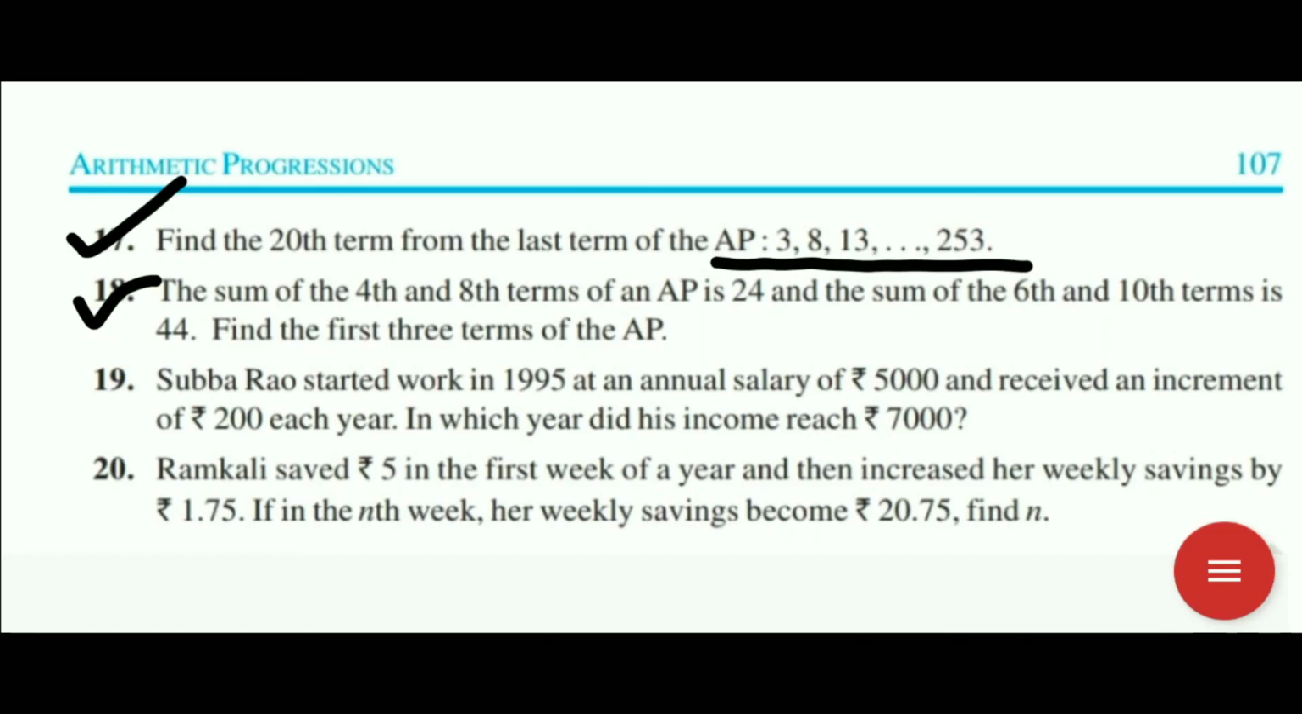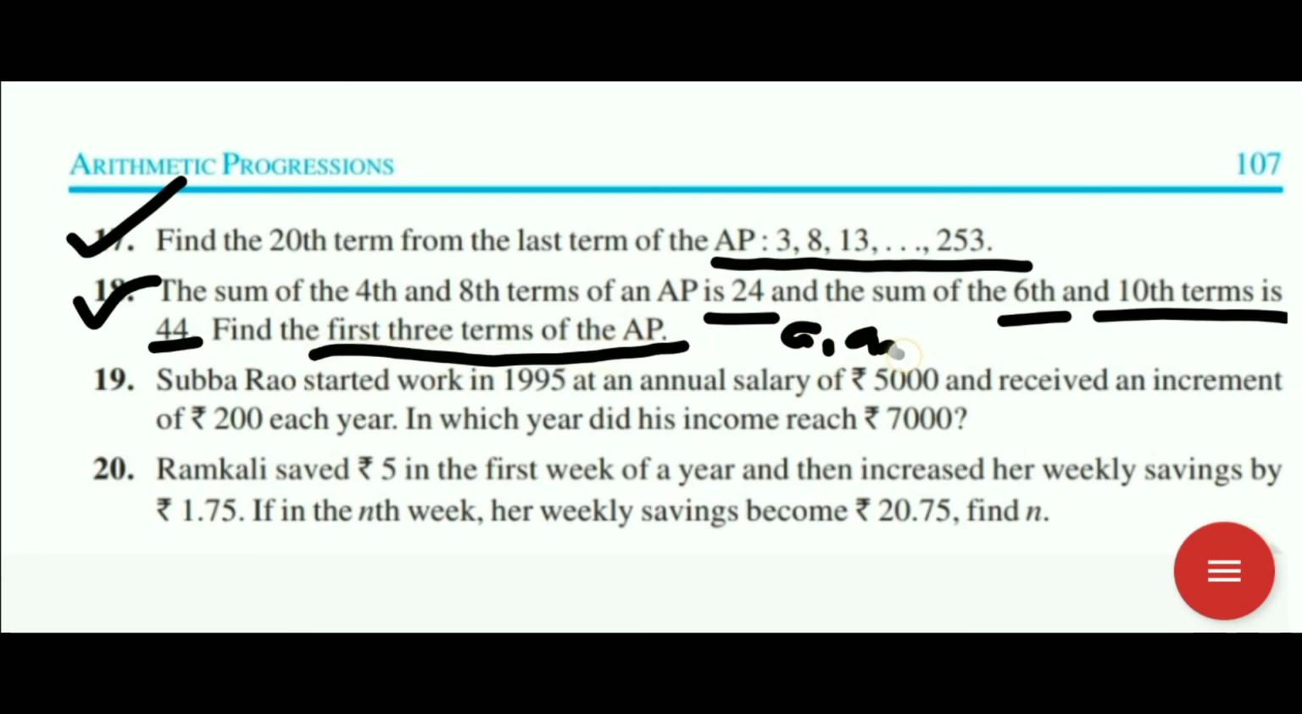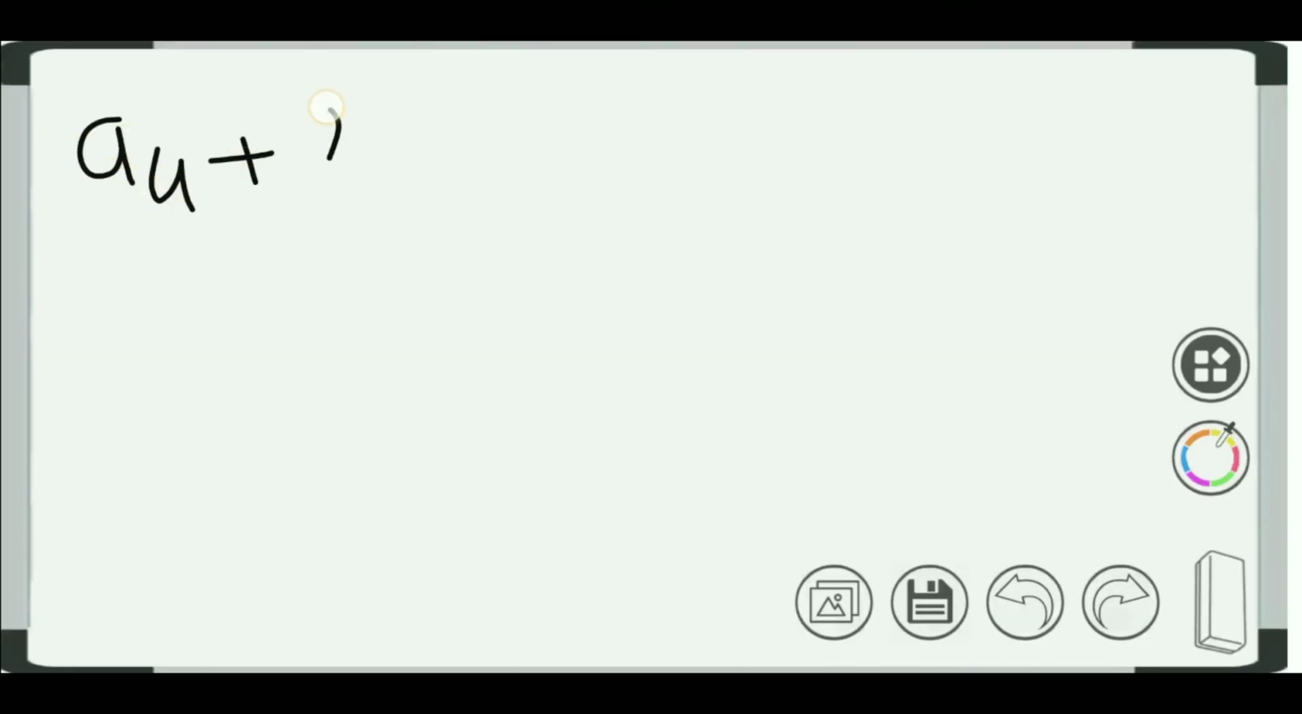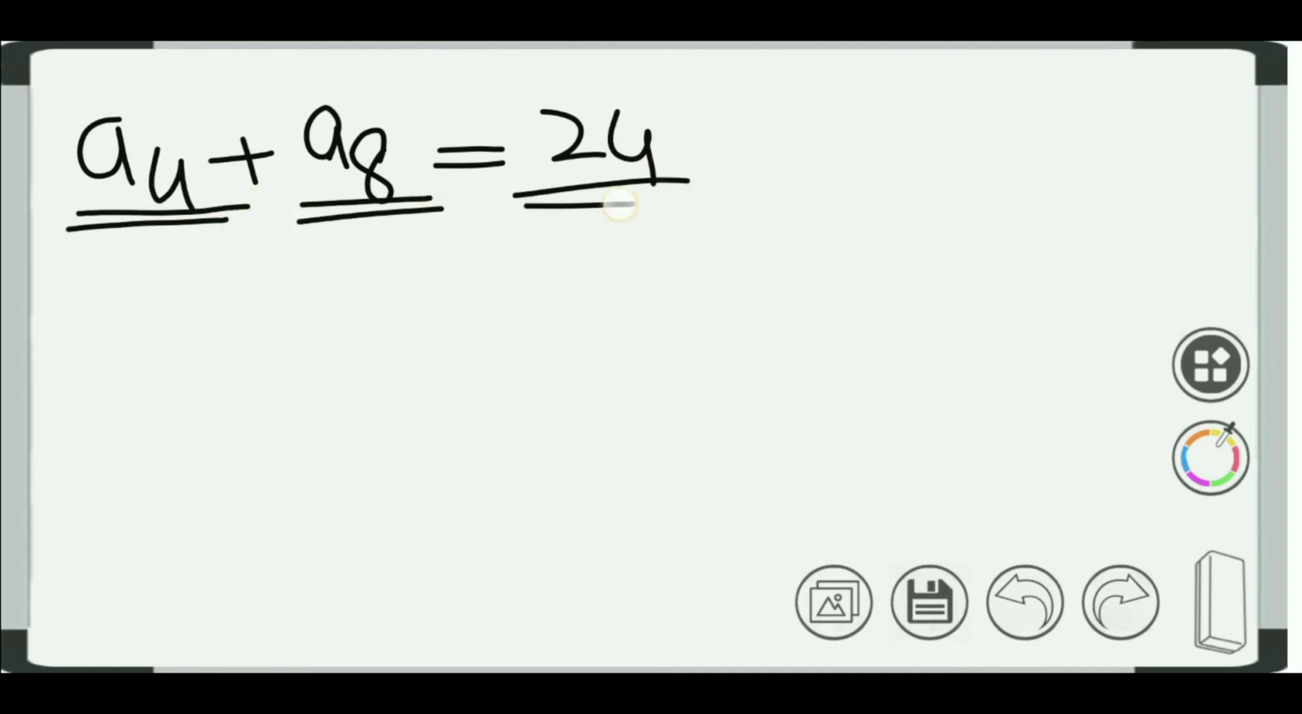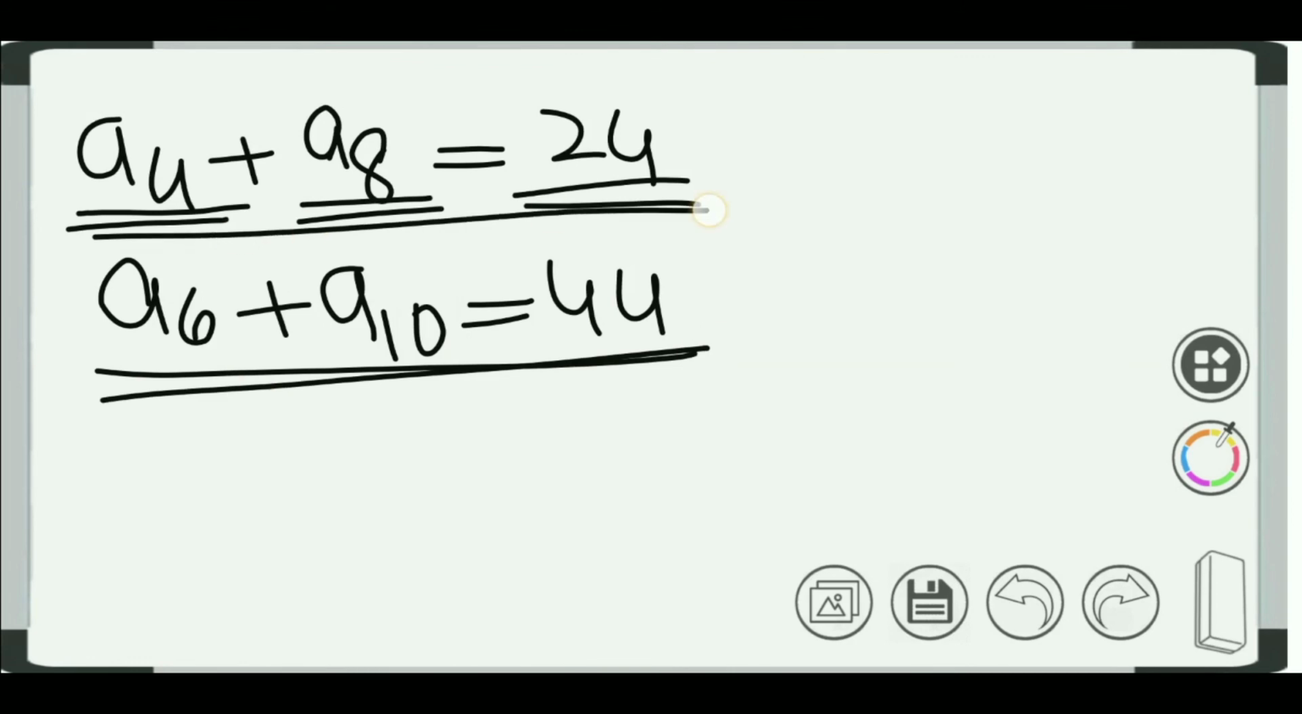18th one. The sum of the 4th and 8th terms of an AP is 24 and the sum of the 6th and 10th terms of the AP is 44. Find the first 3 terms of the AP. That means you need to find A1, A2, A3. Okay, write the given details. The sum of the 4th and 8th term of the AP is 24. That means A4 plus A8 is equal to 24. And also they have given the sum of the 6th term and 10th term is 44. So these are the given details. We need to find the first 3 terms of the AP.